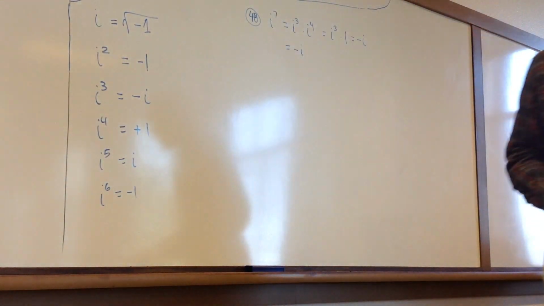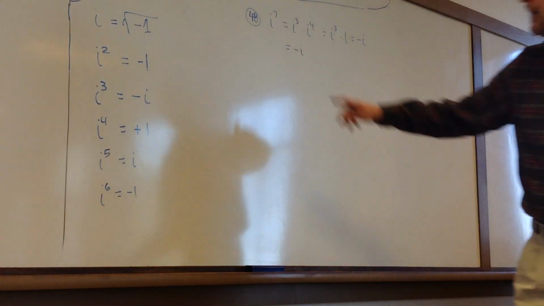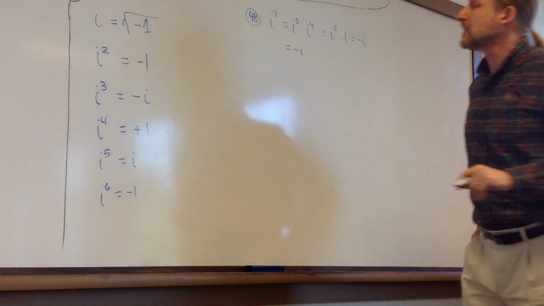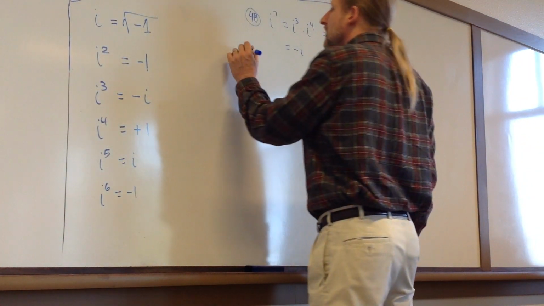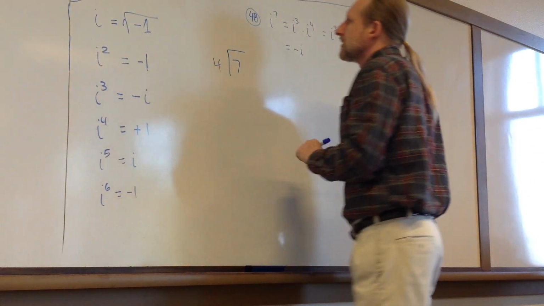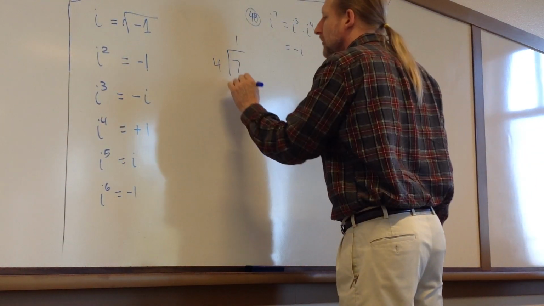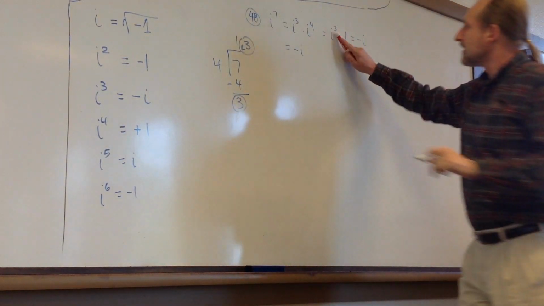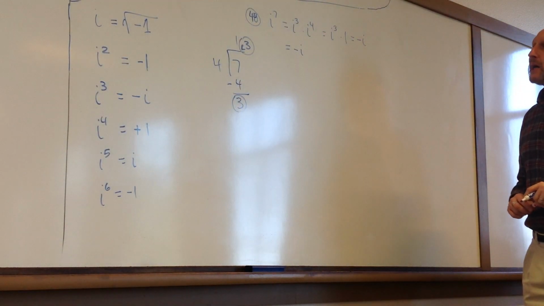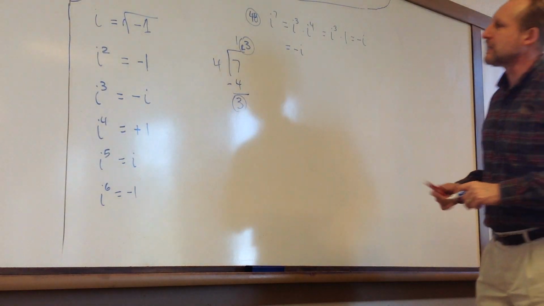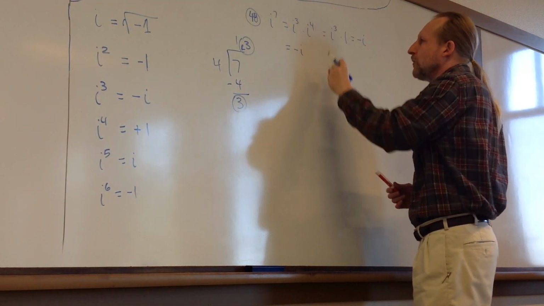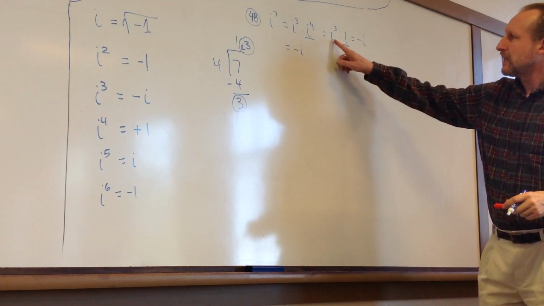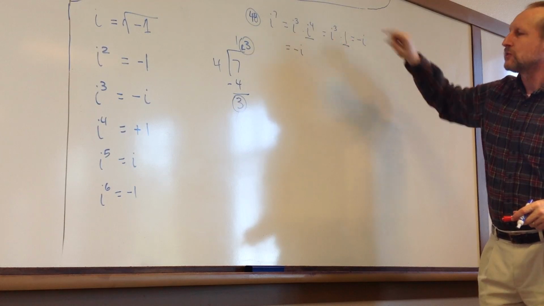Now another way to go about doing this is to take this power and divide it by 4 and see what the remainder is. Now, when I do this division, 7 divided by 4 goes in 1 time with a remainder of 3. And notice it's equivalent to I to the third power. Okay? And what this is doing is pulling out all of these I to the fourths, because every I to the fourth is equal to 1. And then all you're interested in is what's left over besides these 1s.